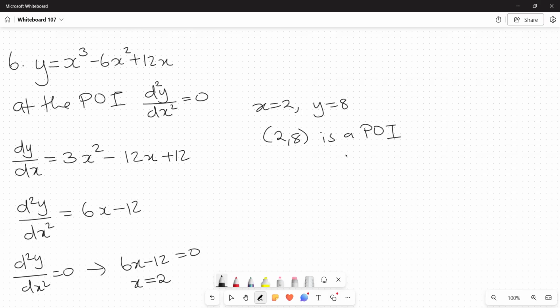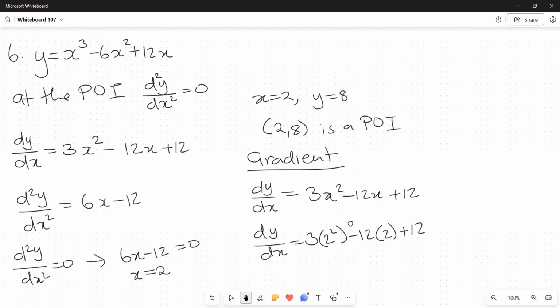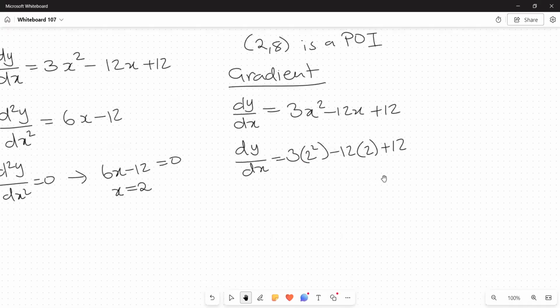Right, now it's said find the gradient to the curve at this point. So what we need to do is find the gradient. Remember, the gradient is equal to the first derivative. So to work out the gradient, we find the first derivative dy/dx, which we already did. This is 3x squared minus 12x plus 12, and we want the gradient at the point of inflection. So we take x is equal to 2 and substitute it. dy/dx is equal to 3 times 2 squared minus 12 times 2 plus 12. And this gives us 0.